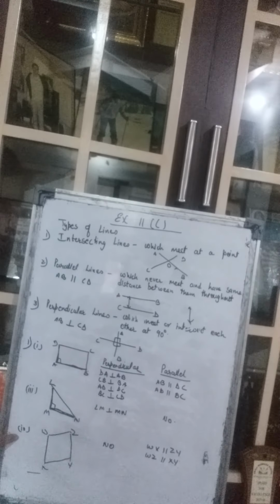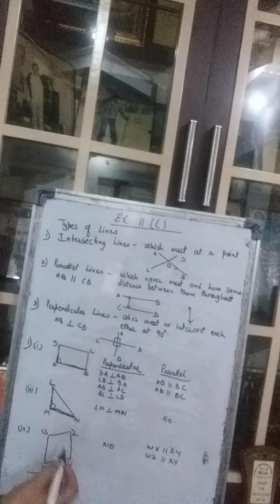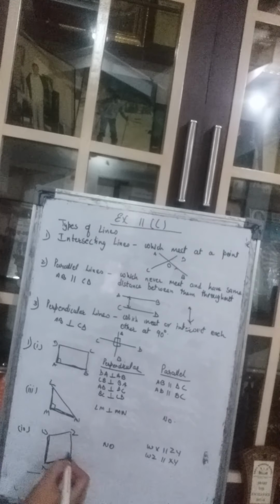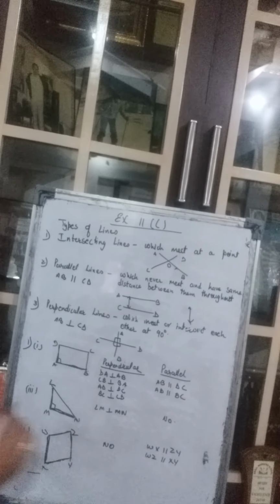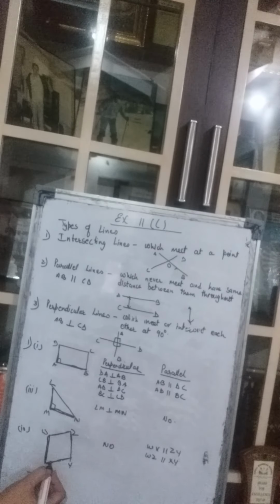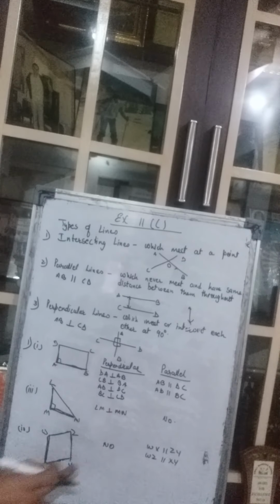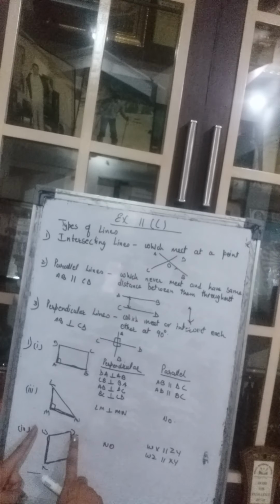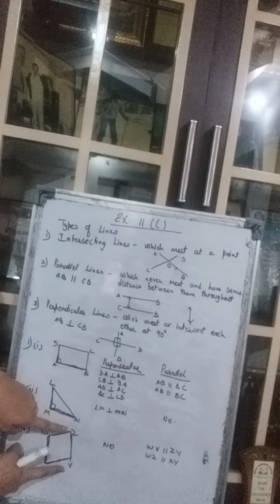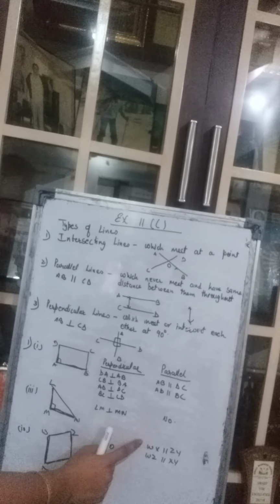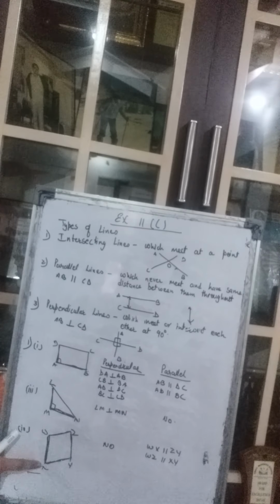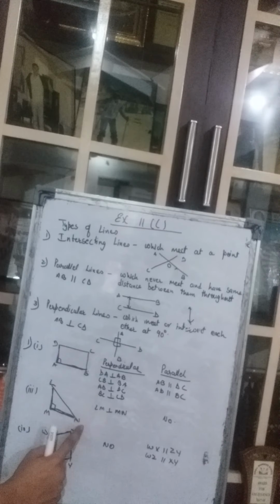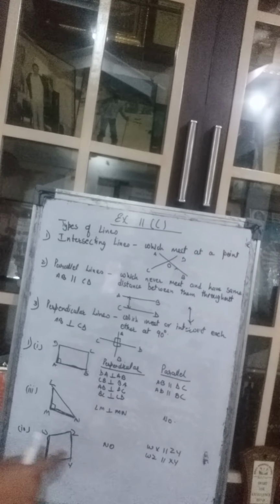Now let's come to the fourth part. Here the shape is given like this. Just see the shape very carefully. Here there are no perpendicular lines. No line is making an angle of 90 degrees. So there are no perpendicular lines. And which are the parallel lines here? Parallel lines are these two and these two. We have written WX is parallel to ZY and WZ is parallel to XY. Right?